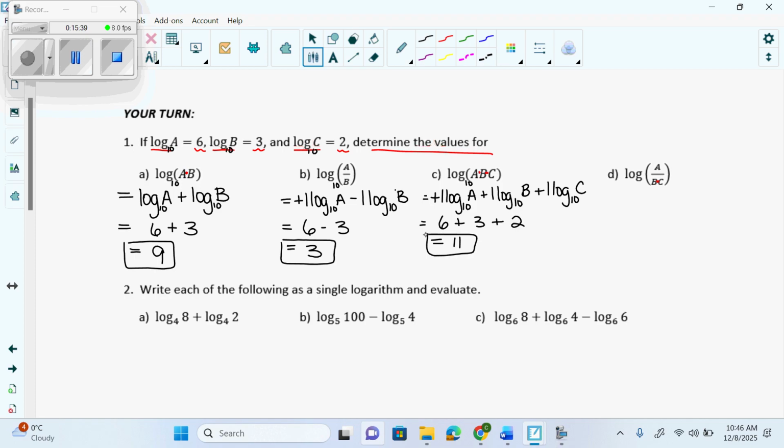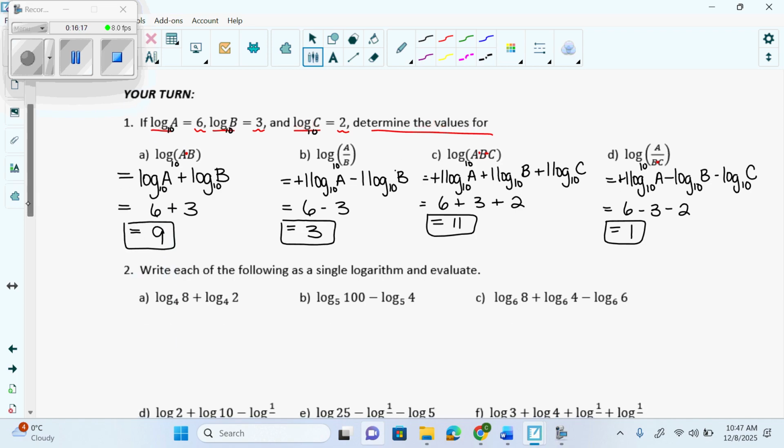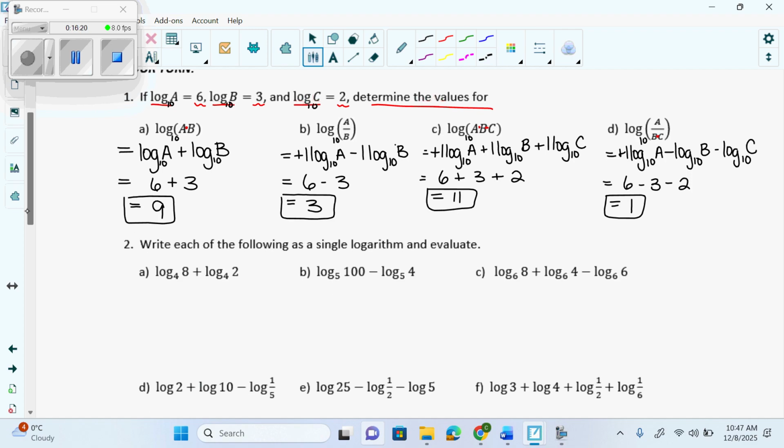D, you have a B times C in the denominator. So both of those are going to be subtracted, negative 1s. So we're going to get plus 1 log base 10 of A. Do I need the base 10s here? No, some people just do better with them. Minus log base 10 of B, and then C is also in the denominator, so minus log base 10 of C. So I'm going to end up with 6 minus 3 minus 2, which is 1. So we took a single logarithm and we expanded it out to numerous logarithms, yes?